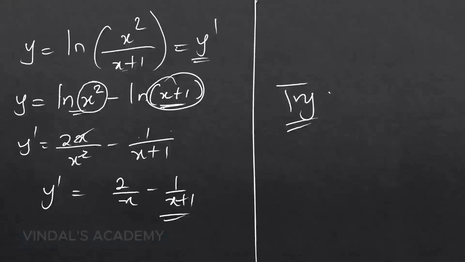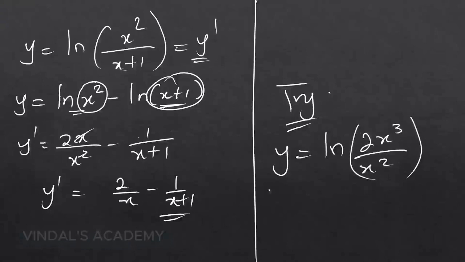Can you try this? Let me give you something a little hard. If I have y is equal to ln of 2x raised to 3, divided by x squared. No, that does not make sense, please. That is not good enough. Let me remove this and put something, let's say x plus 3. Now, try this, solve it. Let me see what your answer is going to be.